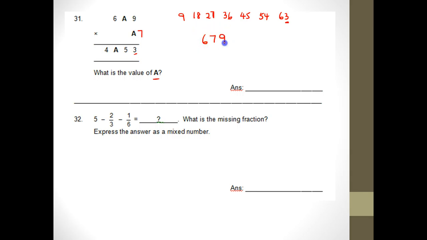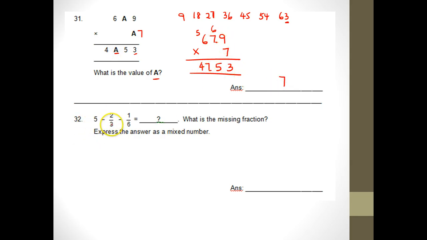So let's try and see whether I'm able to get the answer. 9 times 7 is 63. 7 times 7 is 49. 49 plus 6 tens, 50, 5 tens. 6 hundreds times 7 is 42 hundreds, plus 500 is 47 hundreds. So I know the value of A is 7.